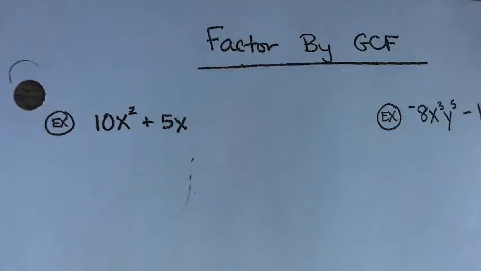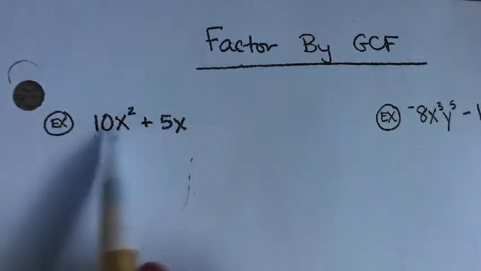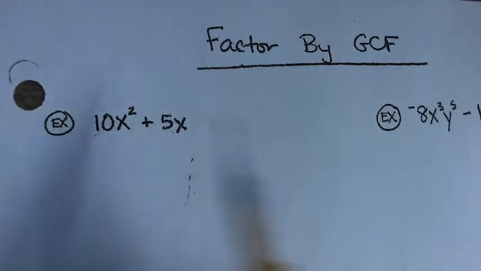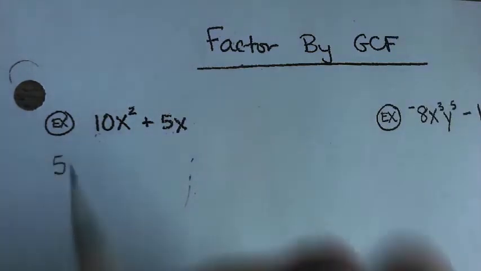Just looking at the coefficients, 10 and 5, what is the GCF of 10 and 5? Bo says 5, and he's wondering why no one else said it, right? Me too. Why did no one else say 5? 5 is correct. So both of those are divisible by 5. So we would take a 5 out in front.